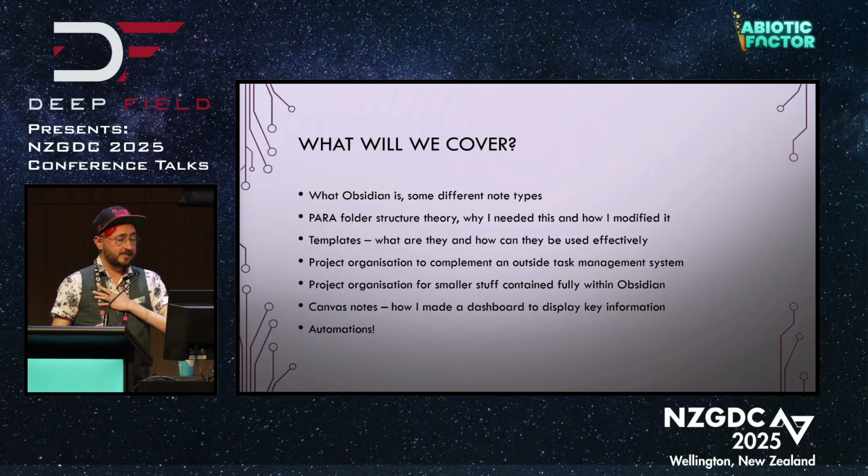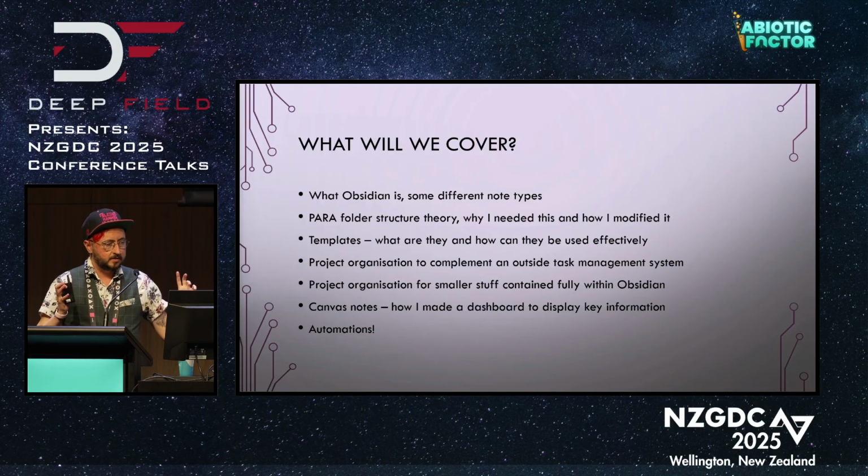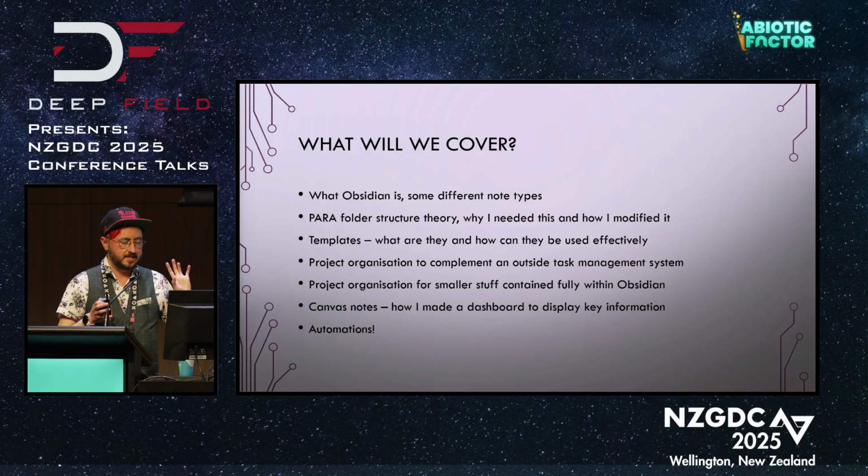I created an example vault for all the screenshots that you will see later in this talk. It's kind of a mash of my work vault and my personal vault, which are two separate things that I organize slightly differently, just because of the differences between work and my own projects. But we're going to go over the PARA folder structure theory, why I needed this. I also modified it, so we're going to talk about why.